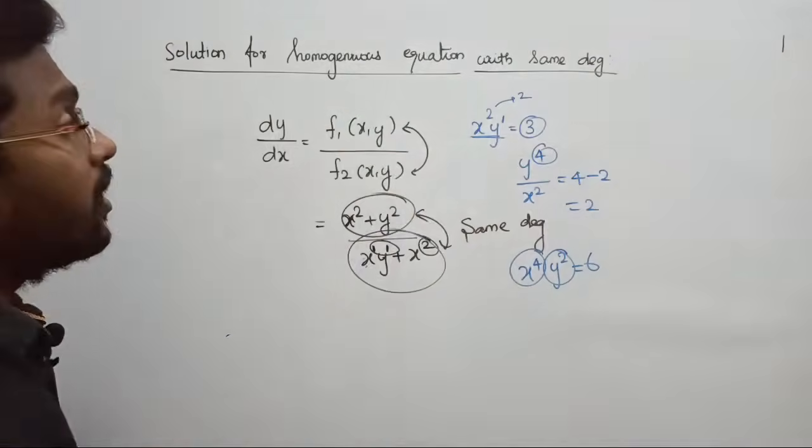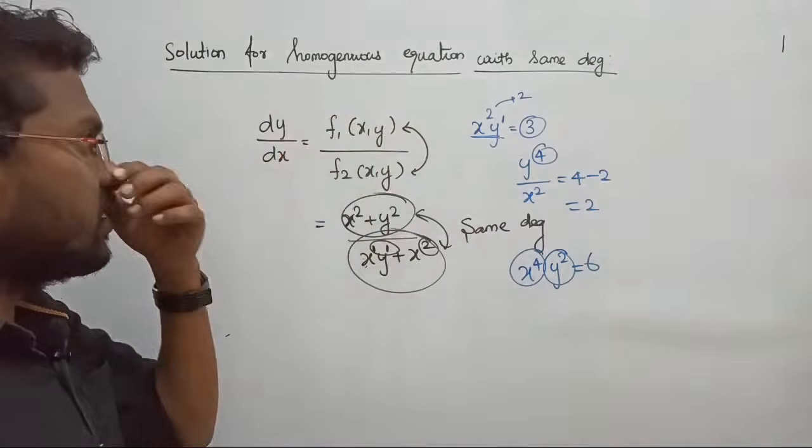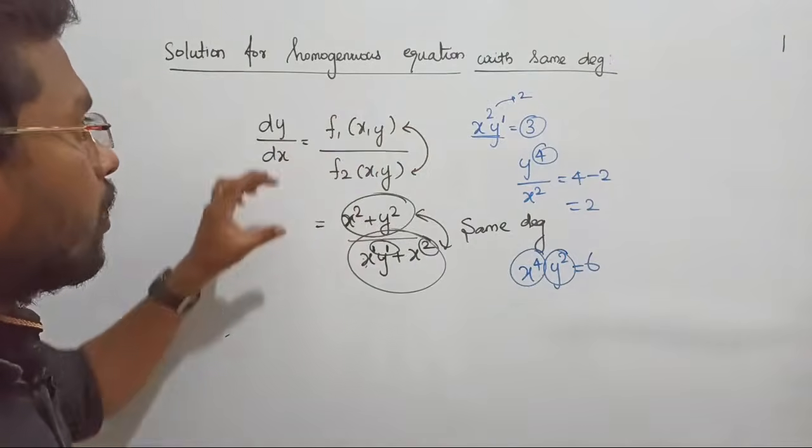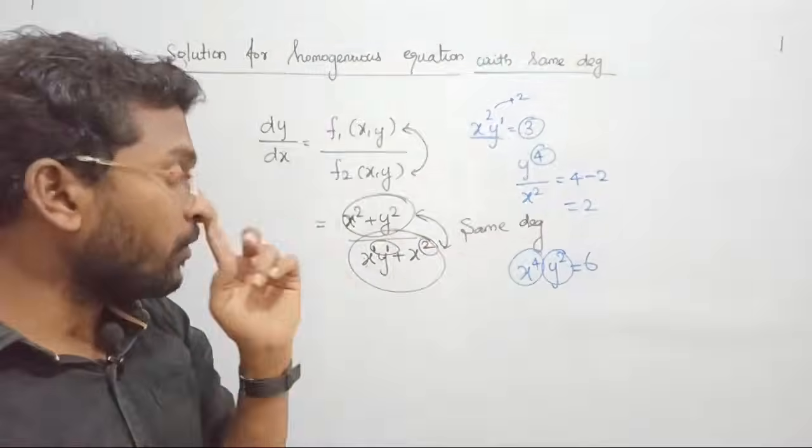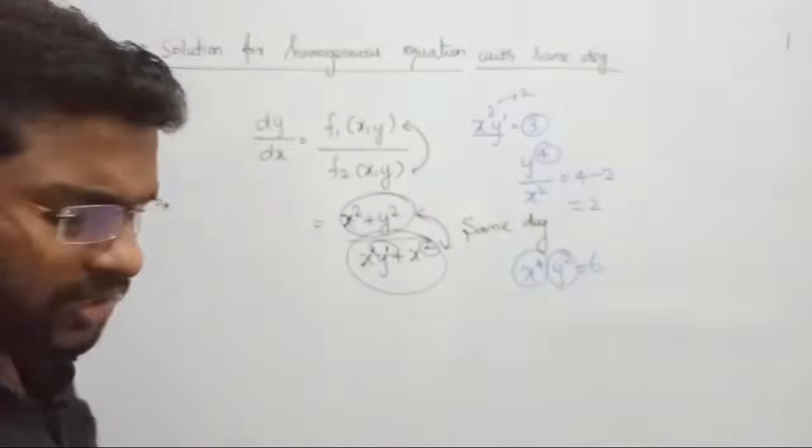This is how we are finding the degree for normal equations. Anyway, if you want to apply the homogeneous equation model, when you solve, both numerator and denominator have to carry the same degree. Clear? That's a very simple method, right?